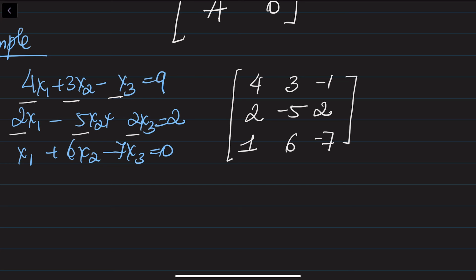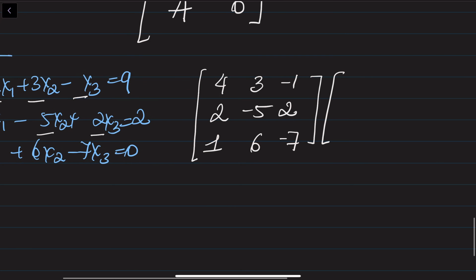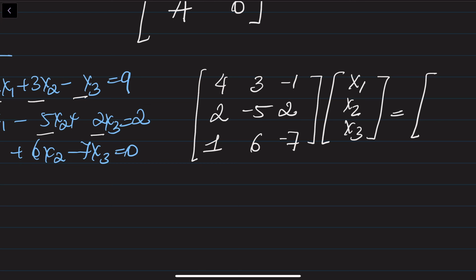This is going to be multiplied by the vector x, which contains all the variables x1, x2, and x3. And this should be equal to the right-hand side part, which are just the coefficients without x1, x2, and x3, without variables, essentially. That is why they are called the free coefficients. So it is going to be 9, 2, and 0. This is the matrix form of the system of linear equations, the AX equals B form.